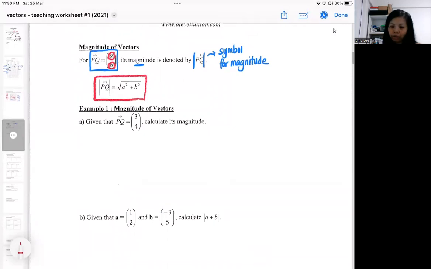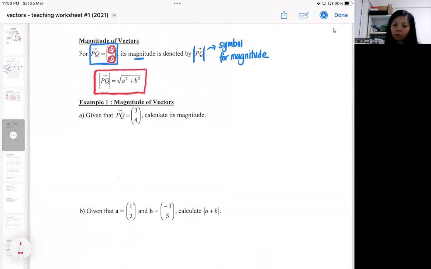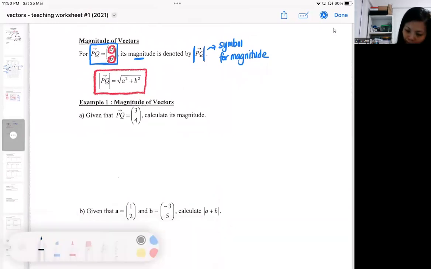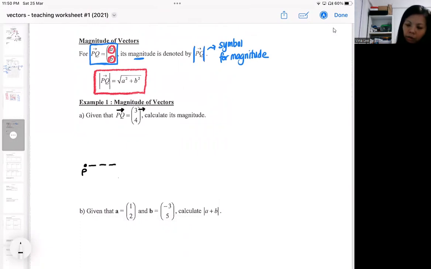Okay, so I will show a very simple example here. If you look at example 1a, we have a vector that is (3, 4). If you want to know how a (3, 4) vector looks like, you take a starting point, and you go 3 units to the right, and then the 4 is 4 units up. So 3 units and 1, 2, 3, 4. So that is like Q.